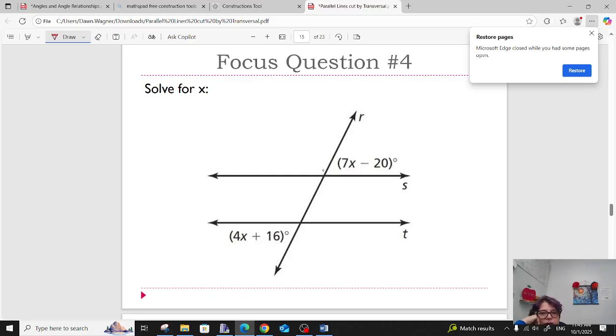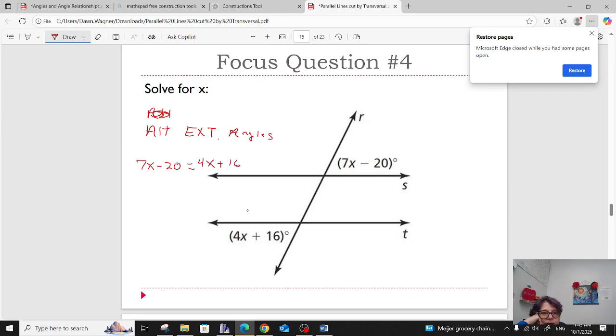Yes, because these, and what are they called? What are these ones called? They're angles, but they have a specific name. Alternate exterior, because they're on the outside. Outside angles. And so these would be 7x minus 20 equals 4x plus 16.